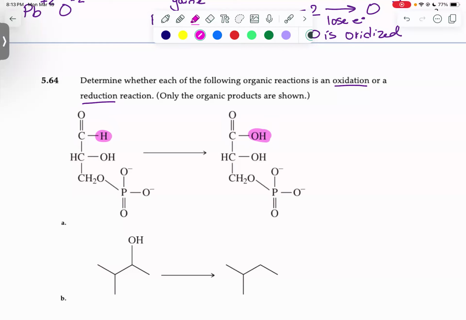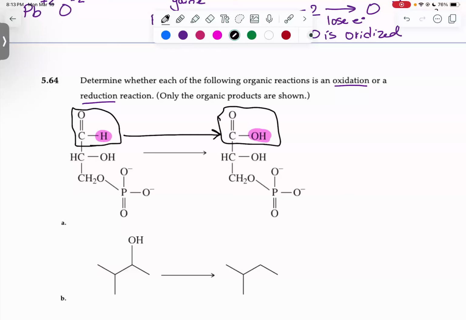Okay, so we could just zoom in on this little portion, right? The rest of it doesn't matter. All you're doing is looking at what's happening when you go from reactant to product. And the only change here is that I have an additional oxygen here. I went from an aldehyde to a carboxylic acid. And so when that happens, I'm undergoing an oxidation reaction, because I know oxidation is a gain of oxygen, and that's exactly what happened.